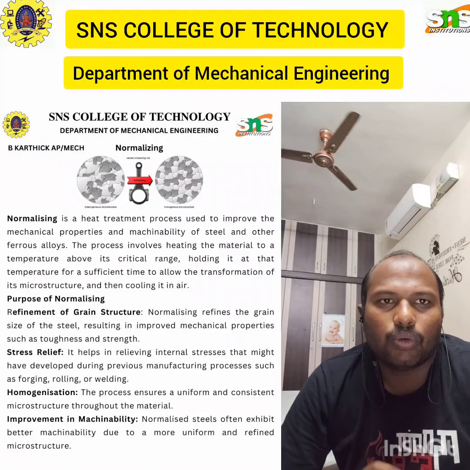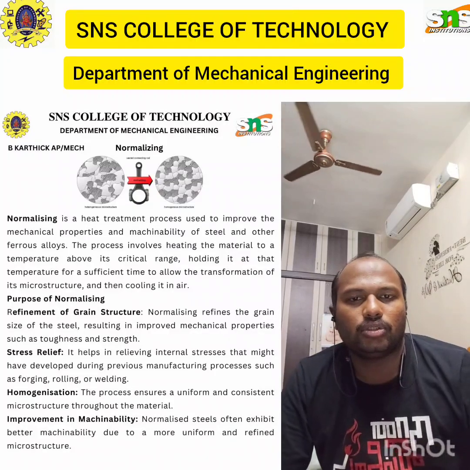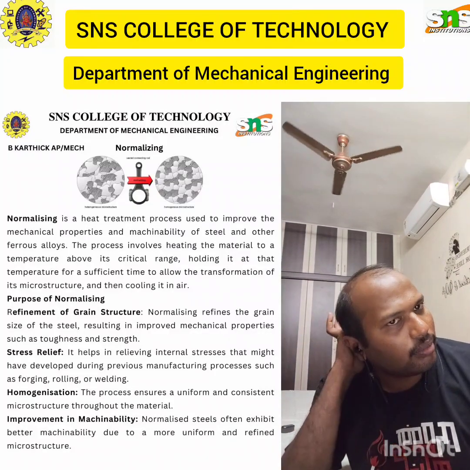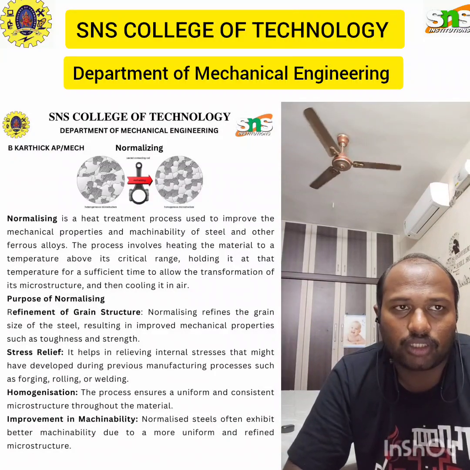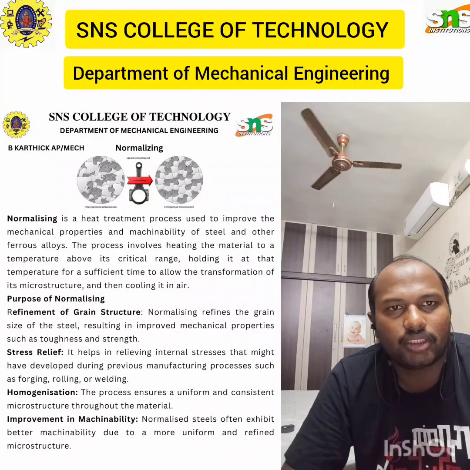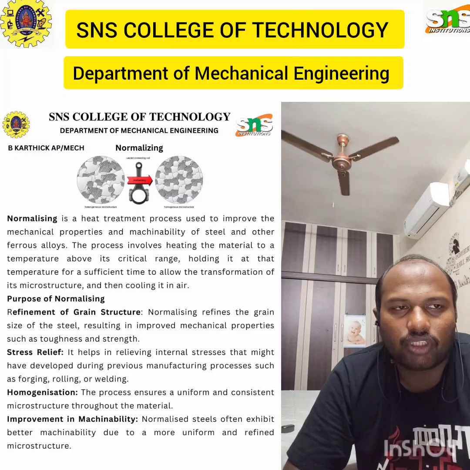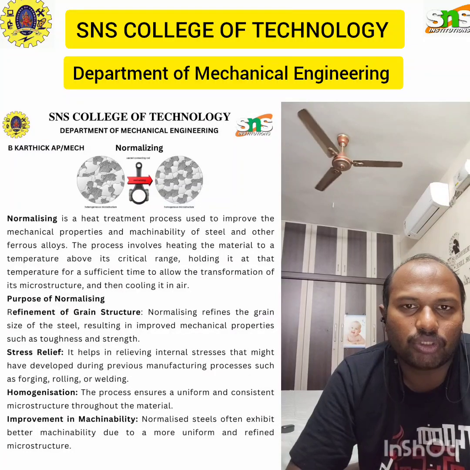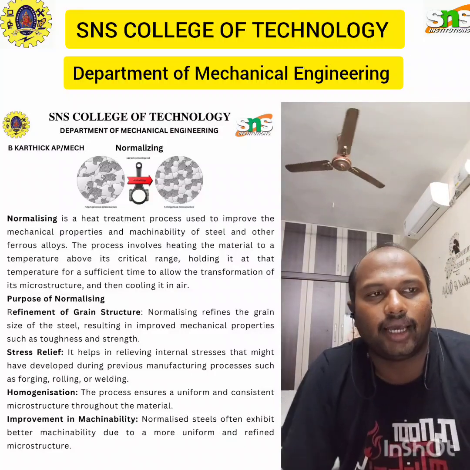normalizing. So, normalizing is a heat treatment process used to improve the mechanical properties and the machinability of steel as well as other ferrous alloys. So this process involves the heating of a material to a temperature above its critical range and holding it at a temperature for sufficient time to allow the transformation of its microstructure and then cooling it in air.